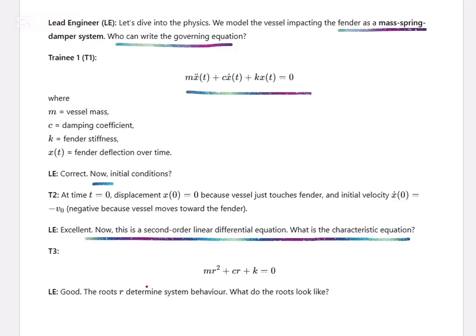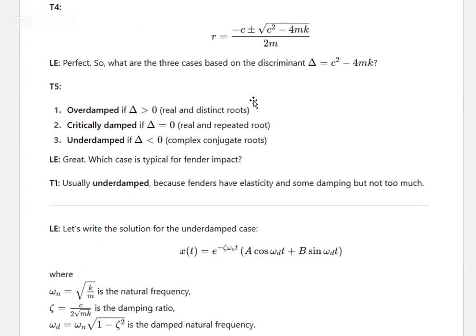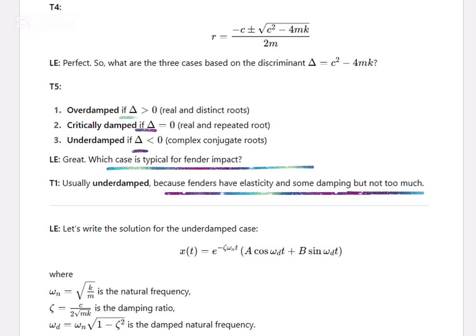What is the characteristic equation? We can find the roots of the system. What do the roots look like? From the roots we can tell whether it's an over-damped, critically damped or under-damped system. Which case is typical for fender impact? Under-damped, because fenders have elasticity and some damping, but not too much. So let's write the equation for the under-damped case.